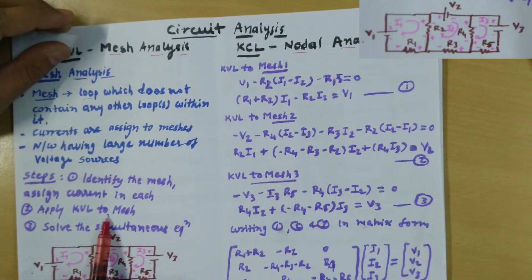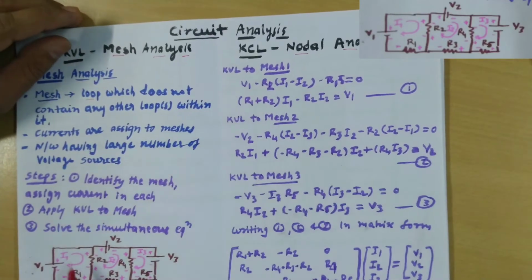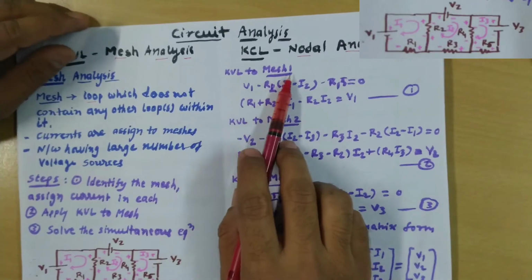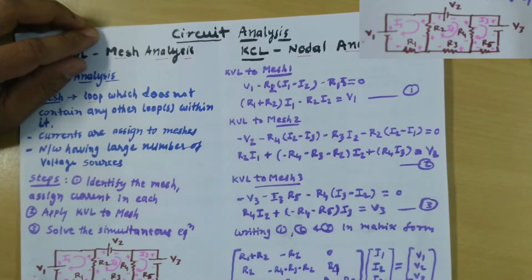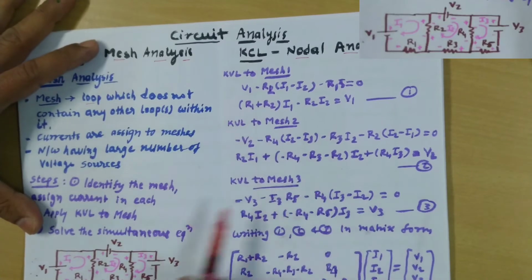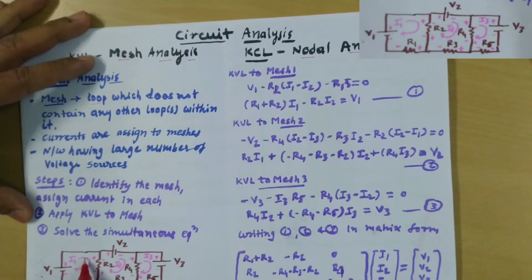Next step is to apply KVL to each mesh. First we apply KVL to mesh 1, and we will get this equation. To apply KVL, we consider the direction of I1. Here I1 is flowing from this side to this side, that's why this terminal of R2 is positive and this terminal of R2 is negative. In R1, I1 is flowing from right to left, so this terminal is positive and this terminal is negative. The voltage source has fixed positive and negative terminals.